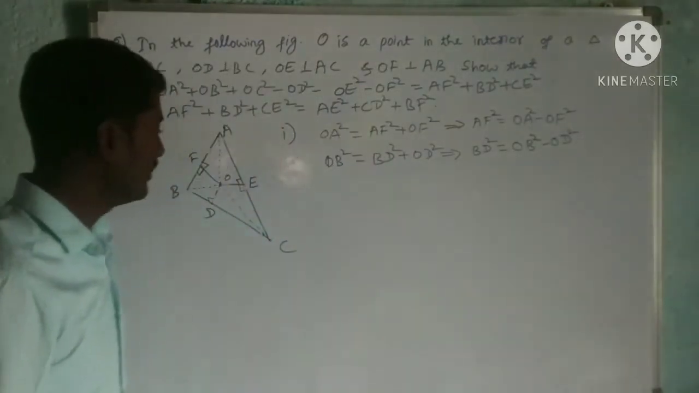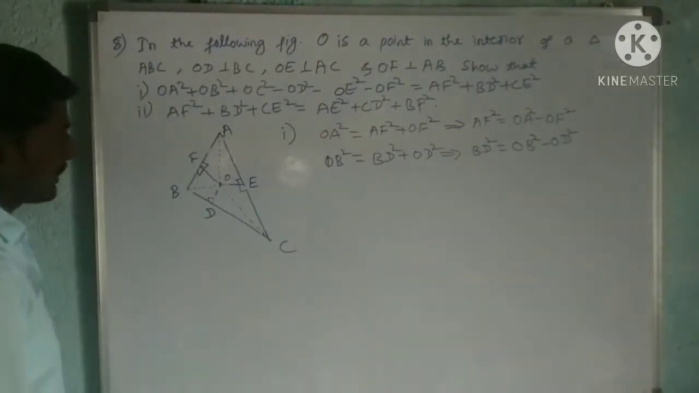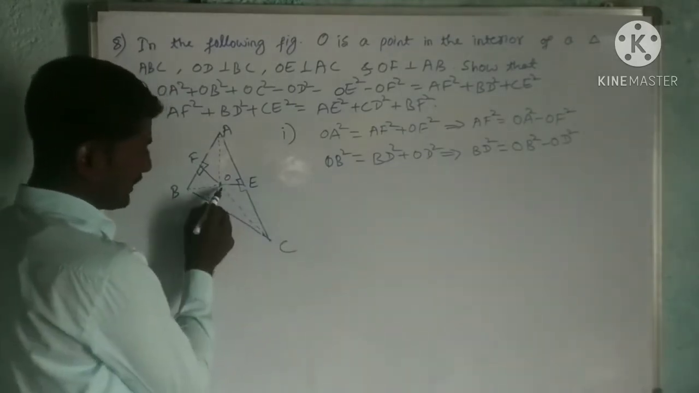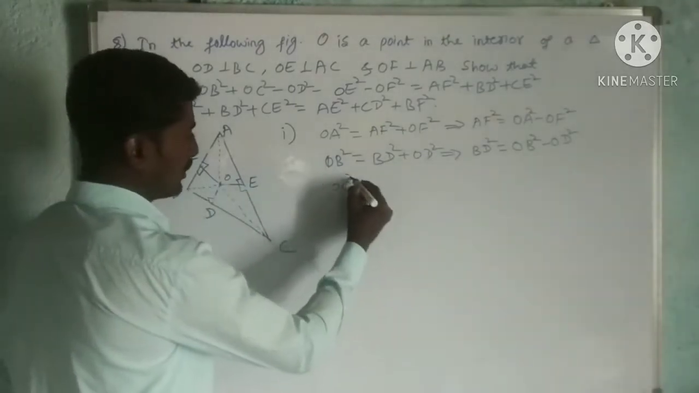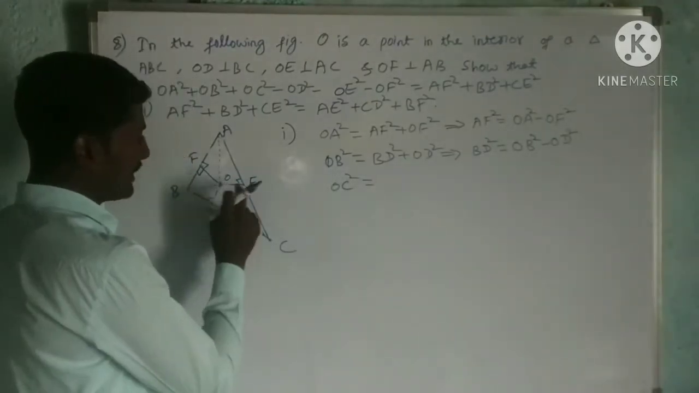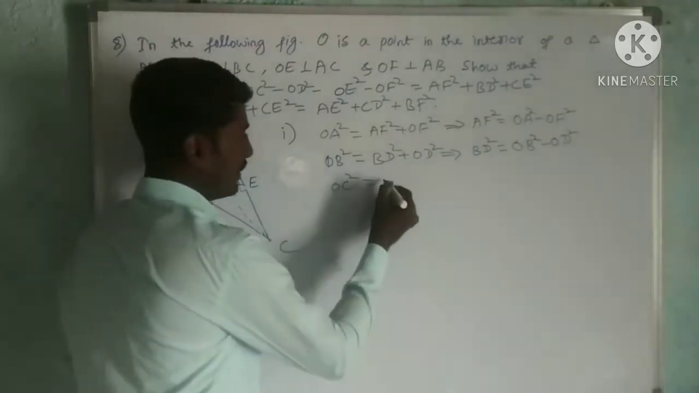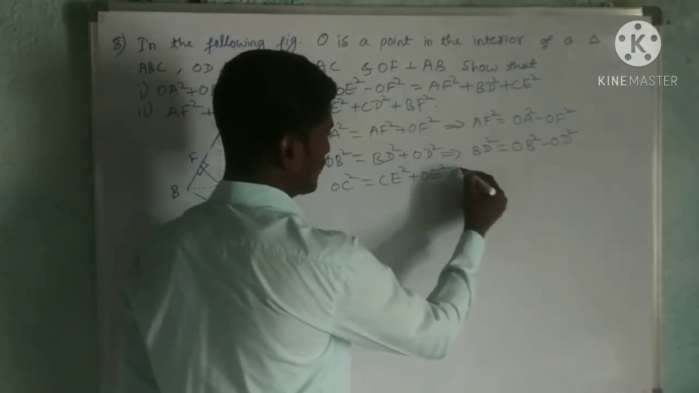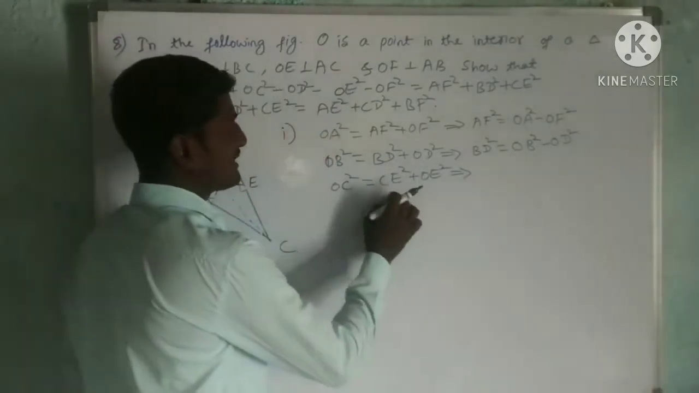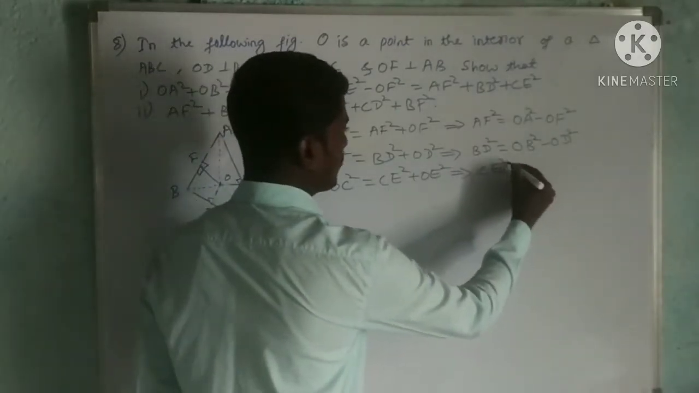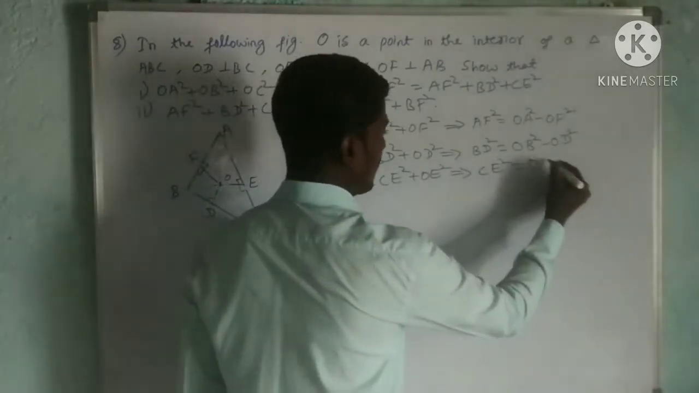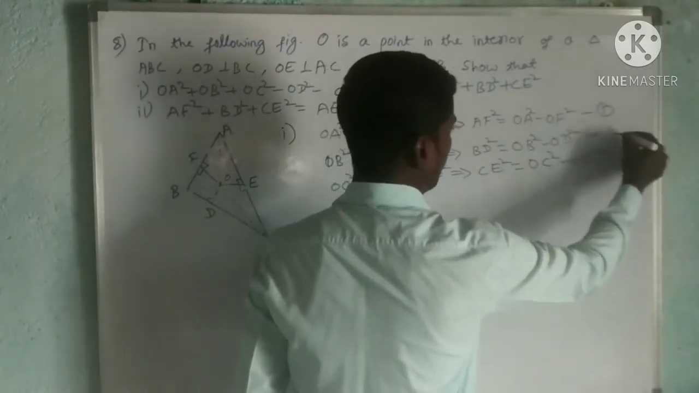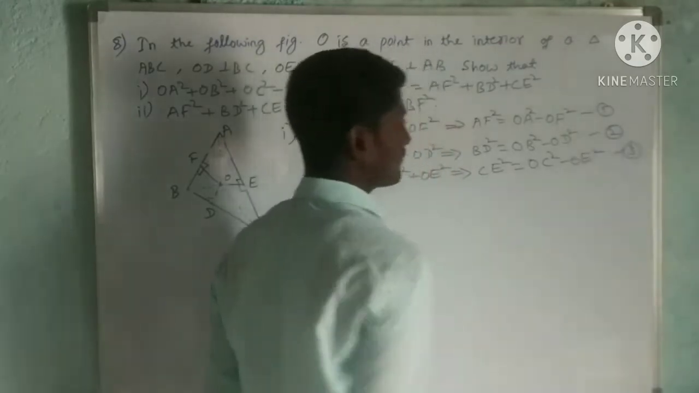Now the last one, CE square. For that I can apply Pythagoras theorem. Here OC is the hypotenuse. OC square is equal to OE square plus CE square. This implies I want CE square: CE square is equal to OC square minus OE square. Let us call these equation numbers 1, 2 and this as 3.